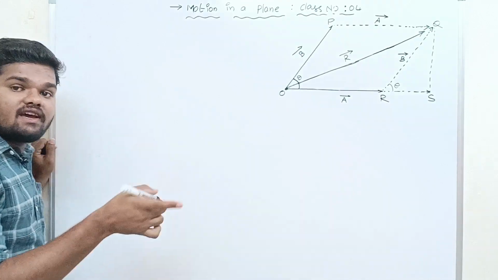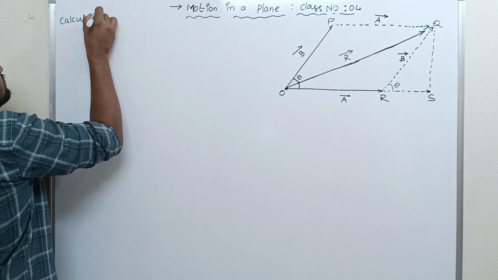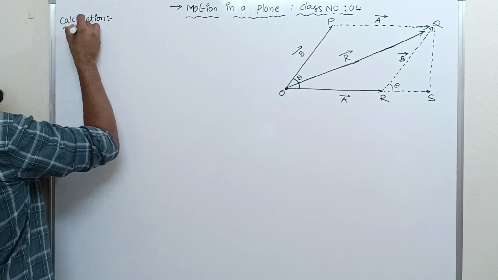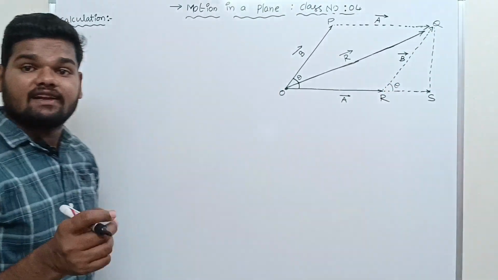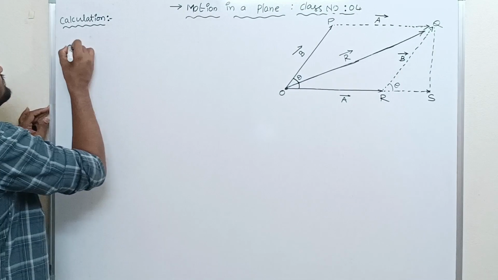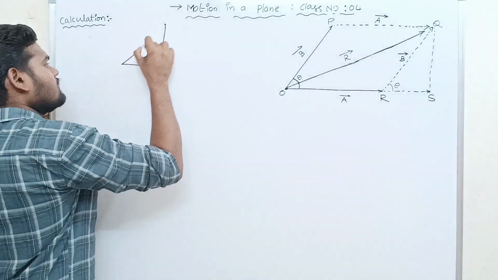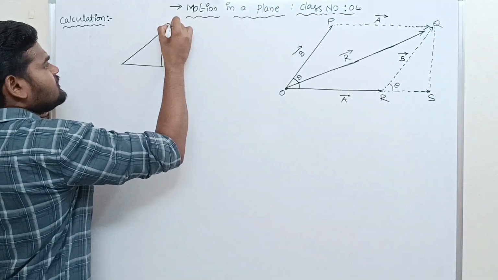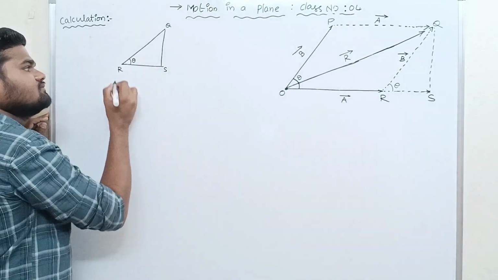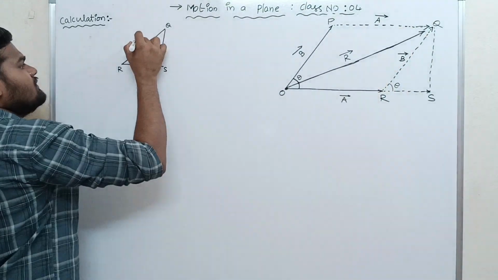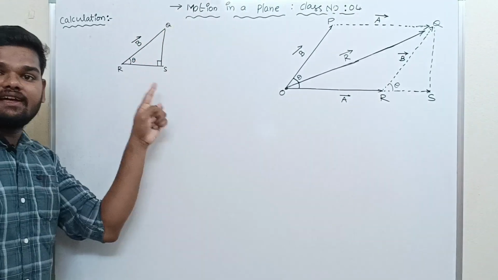Right. Let us do the calculation part. I'm just taking the triangle QRS. Have a look. So this is Q, R, S. Are you getting it? This is an angle theta, this is the b bar vector, and this is 90 degrees, so it is a right angle triangle.